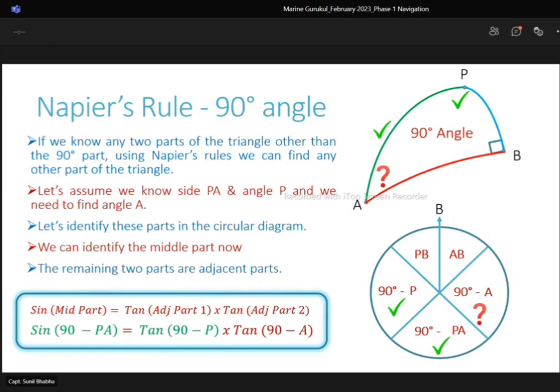So beta, I hope the Napier's rule application is refreshed. Any doubt coming in your mind, please ask me. Krishna, beta, your mic is having a lot of disturbance. Can you ask your doubt again, please? So, how do you find out this 90 minus A? Okay, beta, when you know the other parts in the equation, you can put them in the scientific calculator and the scientific calculator will automatically give you 90 minus A.